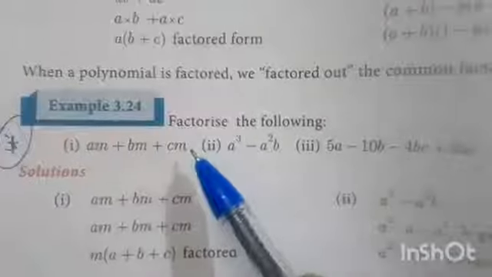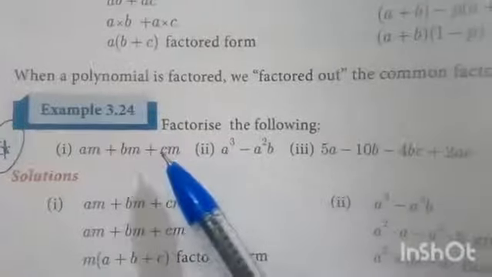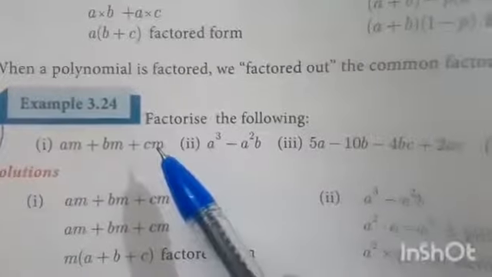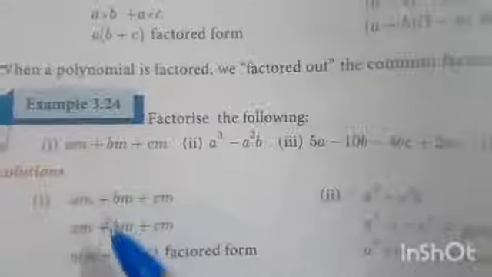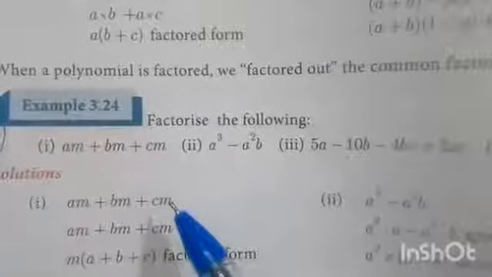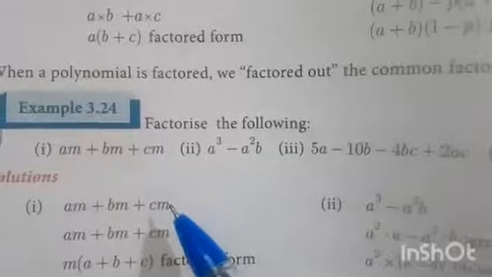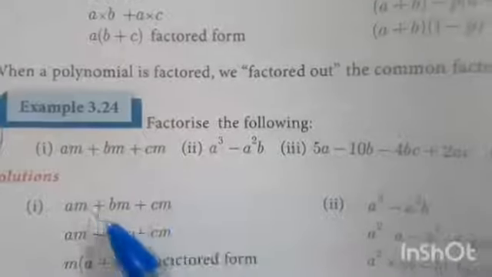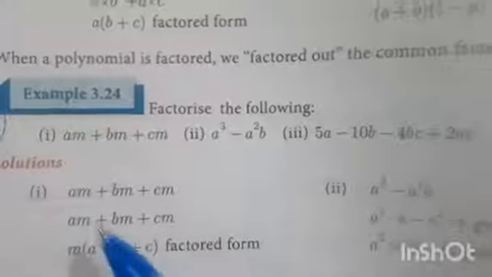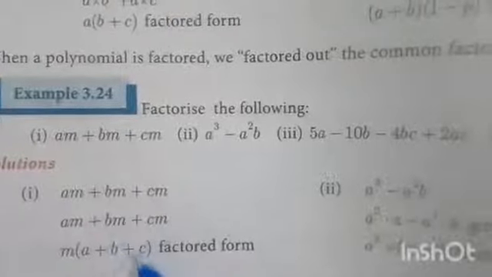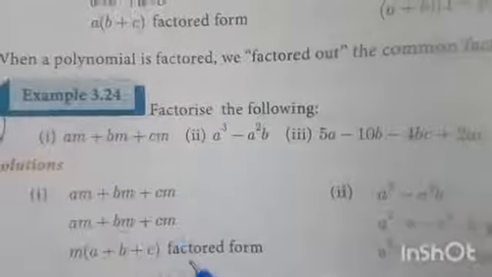Now example 3.24, a very important problem, an important 2 mark question: AM plus BM plus CM. First you have to find which method is suitable, the common factor method or the grouping method. Now check: the common factor method is suitable. M is common for these 3 terms. Take M outside, and what remains is A, B, C. So this is the factorized form.